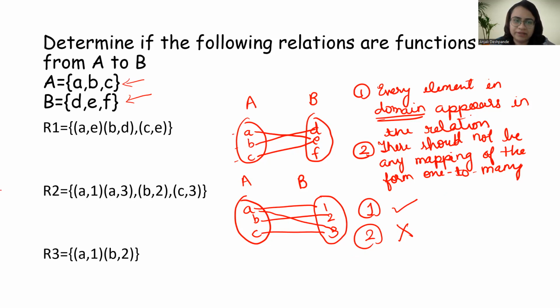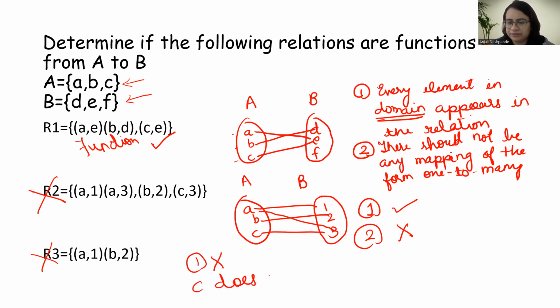So R1 is a function, R2 is not a function. What about R3? R3 is also not a function. Why? Because the first property is itself not satisfied. c does not appear. In this way, you can determine if the given relation is a function.